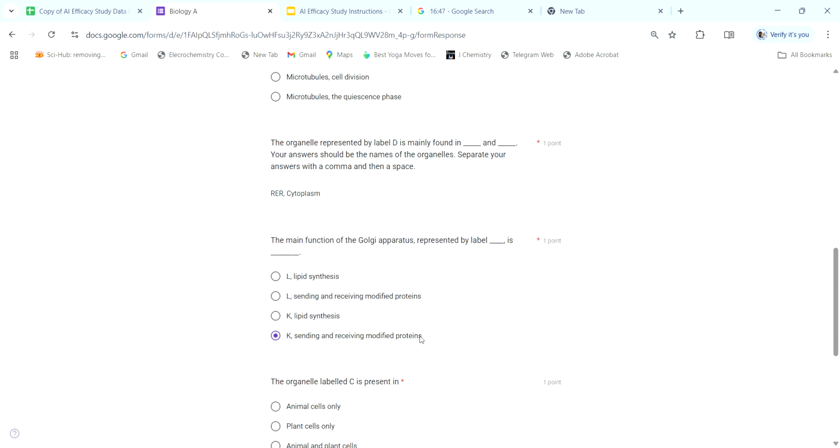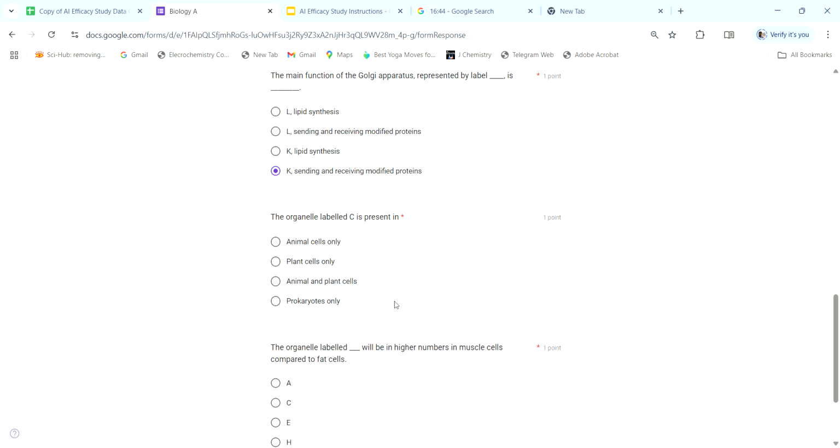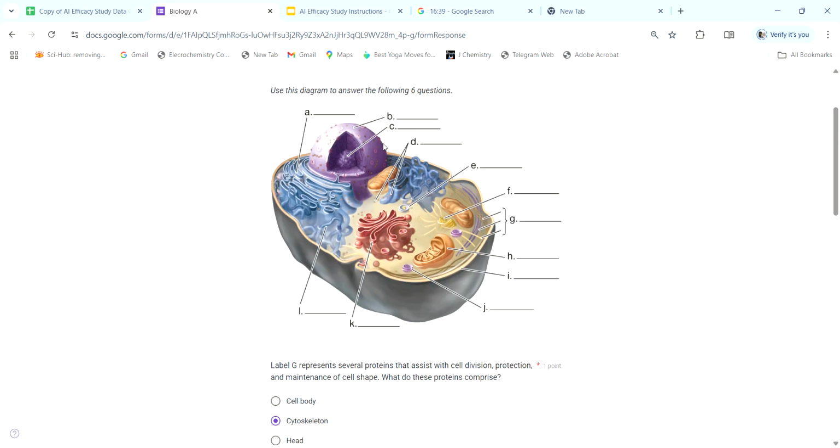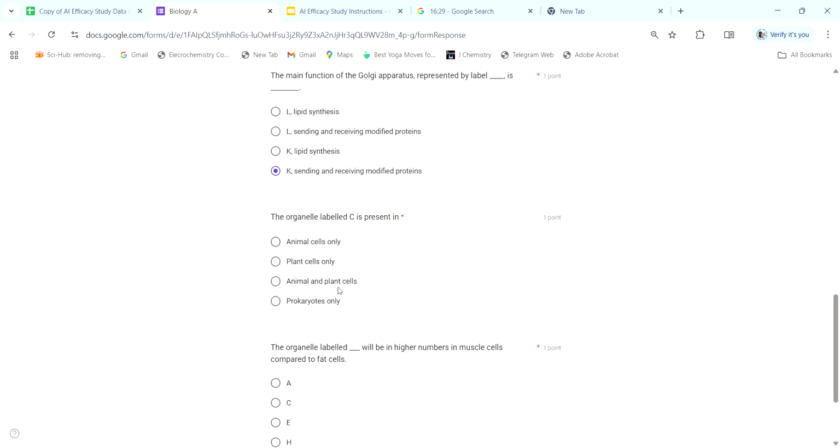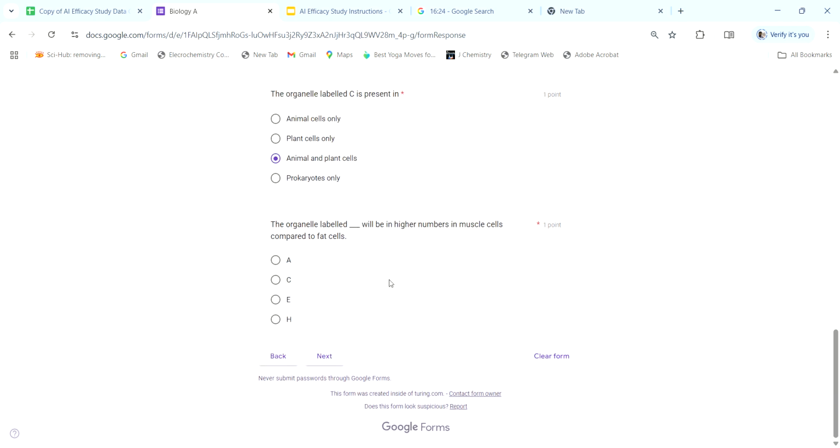Next is that the organelle level C is present in, C is here, so the organelle present in that part, present in animal cells, plant cells, both animal plant cell, and prokaryotes. So I'll go for animal and plant cells. Next question, the organelle labeled A or C or E or H will be in higher numbers in muscle cells compared to fat cells. So A, C, E, H.